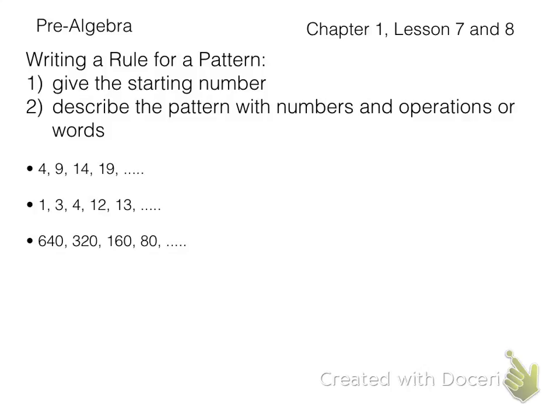And then the second thing you do after you give the starting number is describe the pattern with the numbers and the operations or words. So for this first pattern, it starts with 4, right? And then it goes to 9, 14, and 19. So what's actually happening here? How do I get from 4 to 9? It should be the same reason as how I get from 9 to 14. Most people know that 5 plus 4 is 9. If I add 5 to 9, I get 14, and 14 plus 5 is 19. So that's my pattern. I'm going to start at 4, and then add 5 each time.